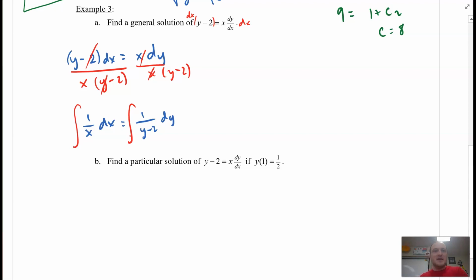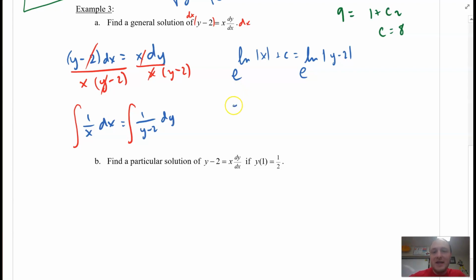So what is the integral of 1 over x dx? Hey, we just learned that. That is the natural log of the absolute value of x plus c, which is equal to the natural log of the absolute value of y minus 2. So there's our function, and now what we want to do is solve for y. How do I solve for y? I have to get rid of that natural log. So how do you undo a log? Well, with an exponential of the same base. So I'm going to raise each side to the power of e, or raise e to the power of each side.